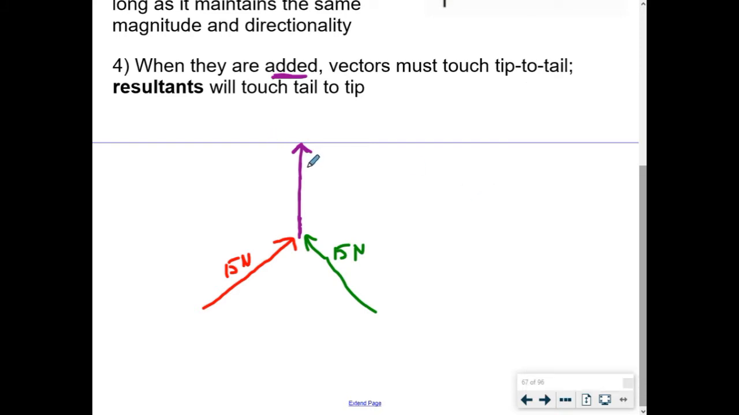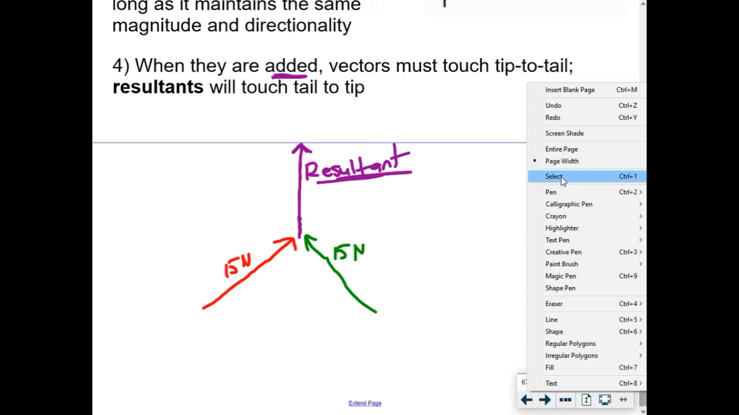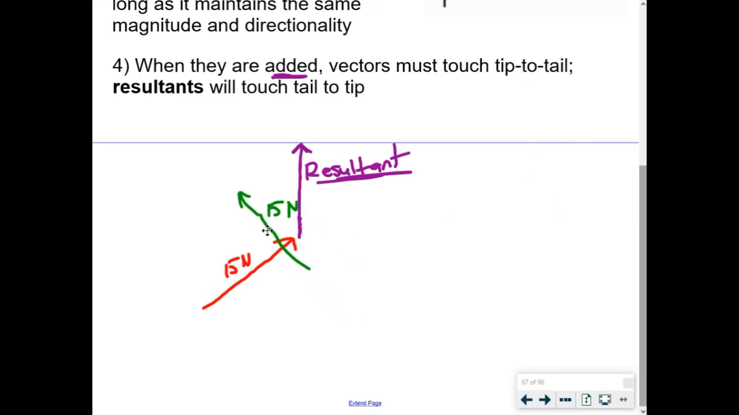I should use some terminology here. This is known as the resultant. The resultant is basically what's going to happen. Red is going to push, green is also going to push, and purple is the way in which they're going to travel. As a way of illustrating this, we can take this vector right here and move it to there. This is called the tip-to-tail method.